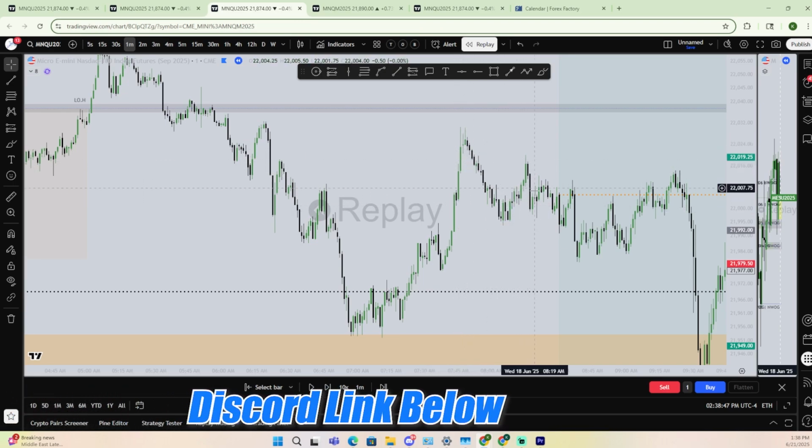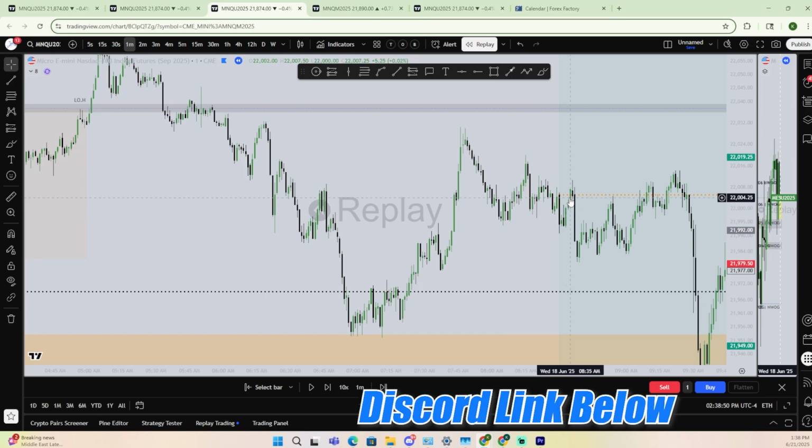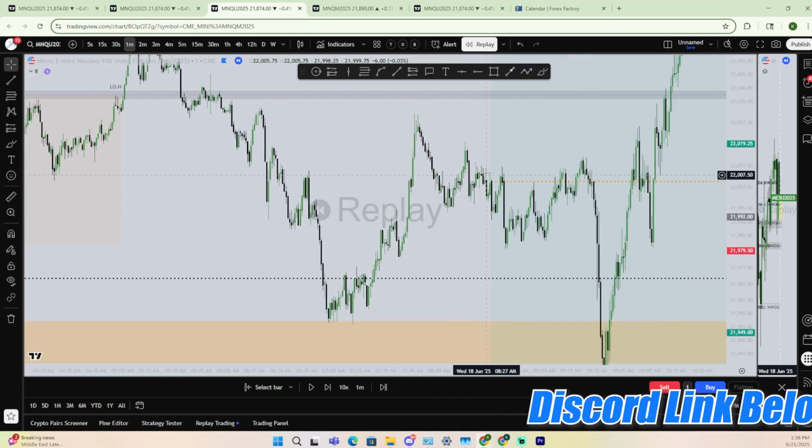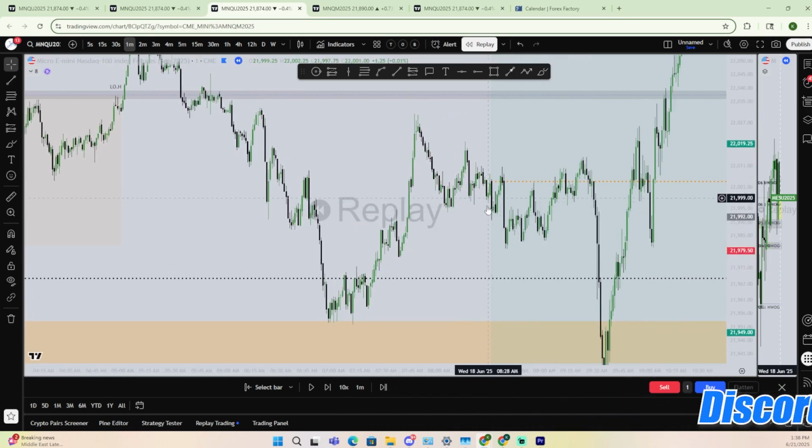But notice how we started shooting back down. 8:30 red folder news, right? We start manipulating. We're either going to manipulate or we're going to start building engineering liquidity.